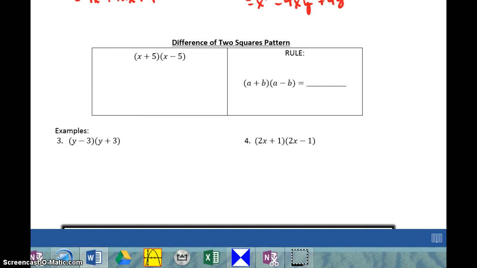Alright, the next thing, one more little pattern we're going to look at. This one has a name. It's called difference of two squares. I want you to look at how these parentheses are related. One is plus, one is minus. The 5's are exactly the same, and the x's are exactly the same.